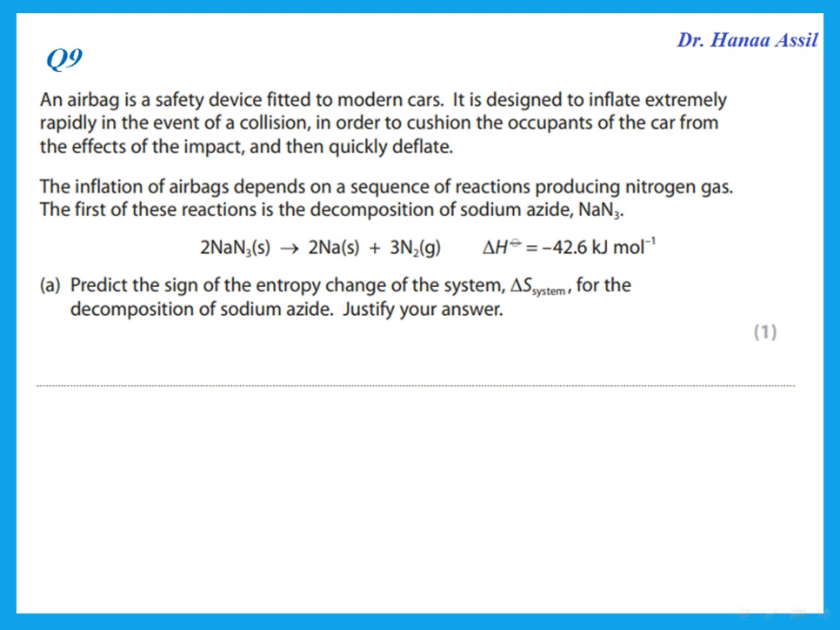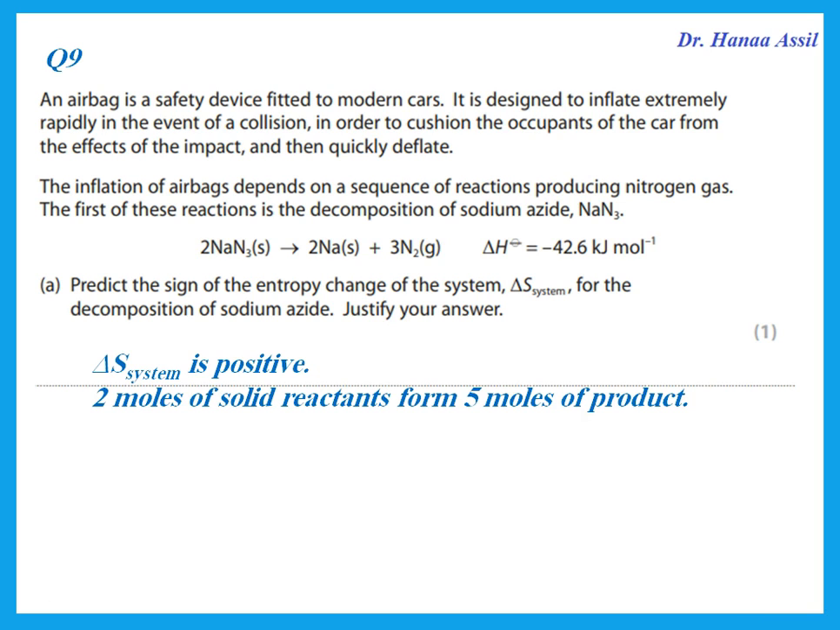Remember this introduction, just go through very quickly. This is the equation, and he gives me the delta H, and he says predict the sign of the delta S system. Again, how do we know what would be the sign of delta S system? I look at the equation. What do we have in the equation? I have 2 moles of solid gives a total of 5 moles, which includes 3 moles of gas. This is obviously a positive delta S system. We have 2 moles of reactants giving 5 moles of product, and we also have the fact that solids give gases.